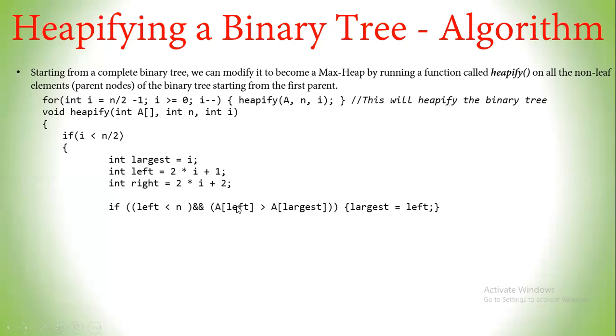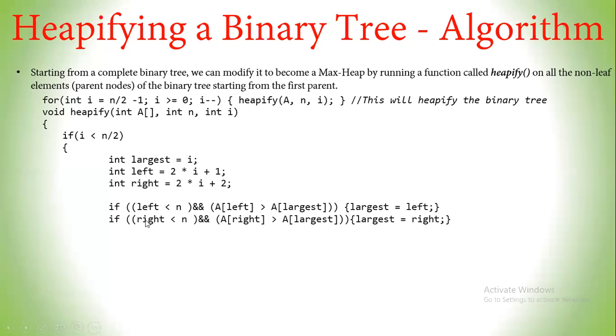If the left child's value is greater than the parent's value, then that means the left child's index must be the largest index. That is the argument here. So if the left child is greater than the parent, then the left child index should be the largest index. The left child index is 2i plus 1. Similarly, we can do that for the right child also.